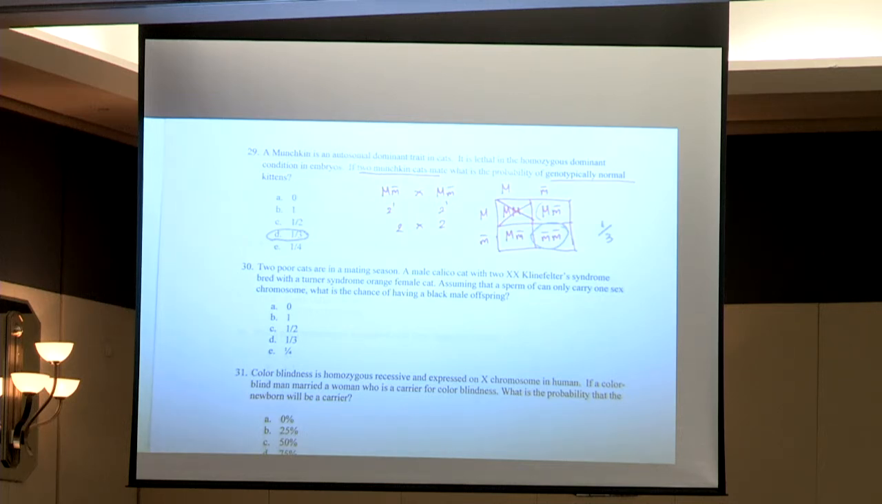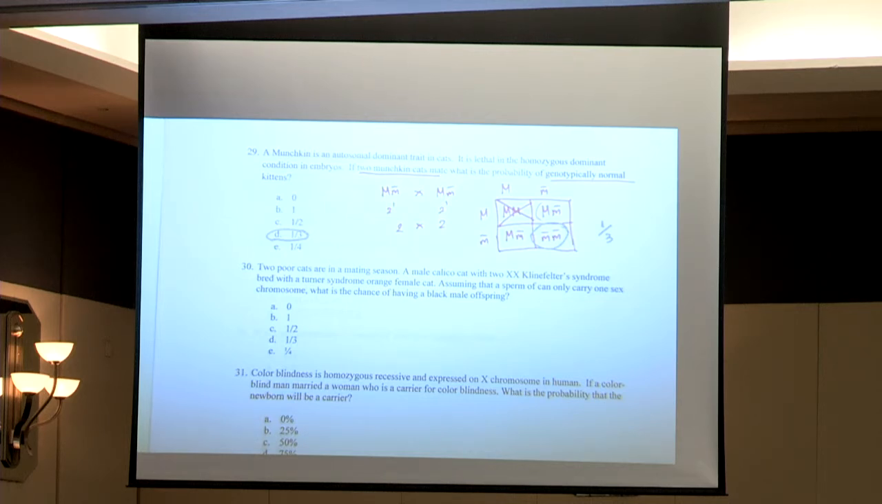So, next one. Two poor cats are in mating season. A male calico cat with XXY Klinefelter syndrome, but with a Turner syndrome orange female cat. Assuming that the sperm can only carry one sex chromosome, what is the chance of having a black male offspring?